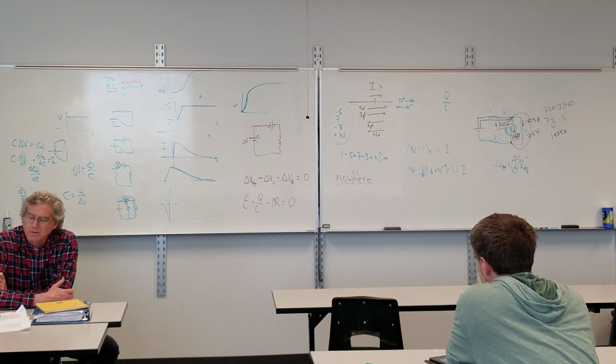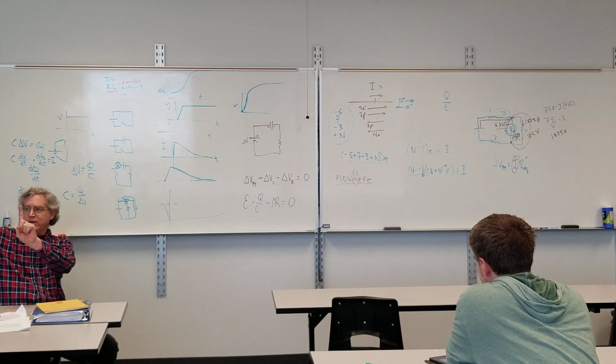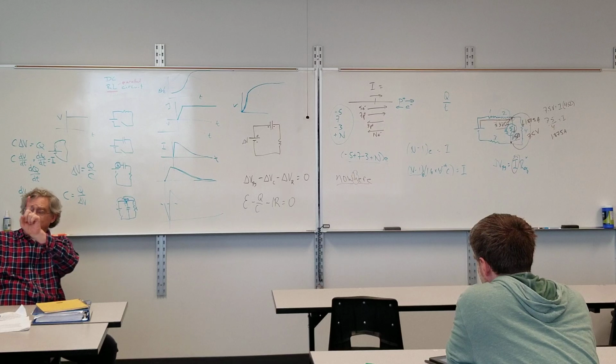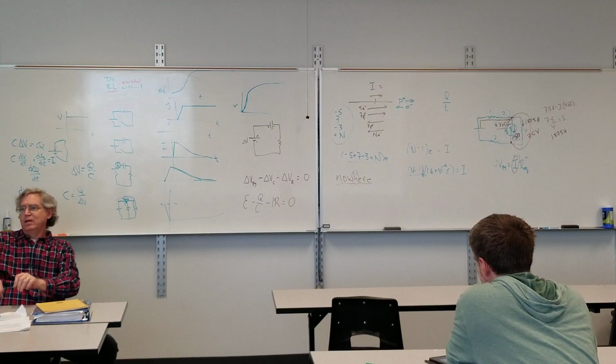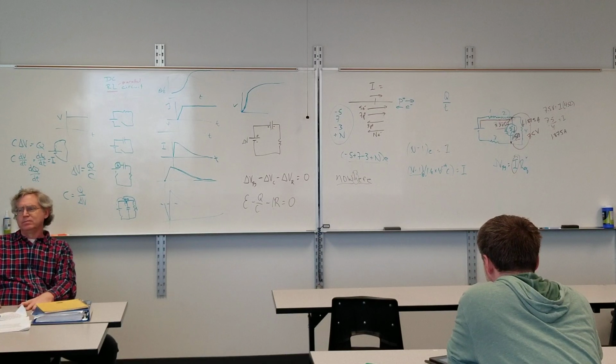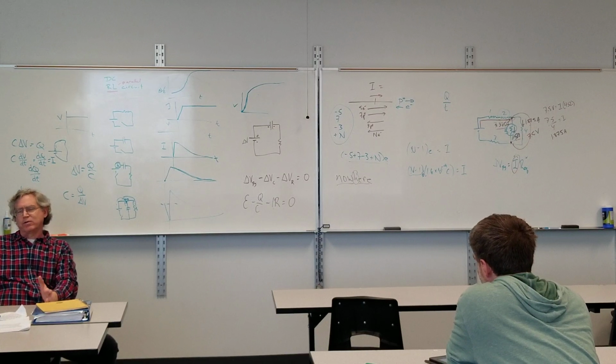If I've got 2 amps going this way and 5 amps this way, the net result is 3 down. It's just a total. You just add them together. Technically, they're not vectors, but you kind of add them like vectors.